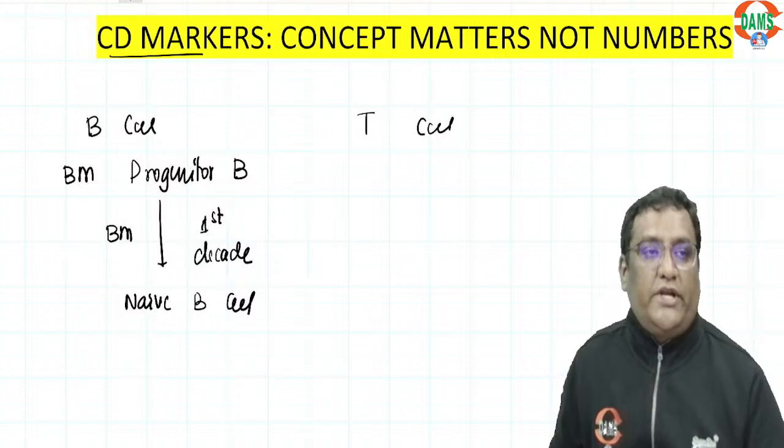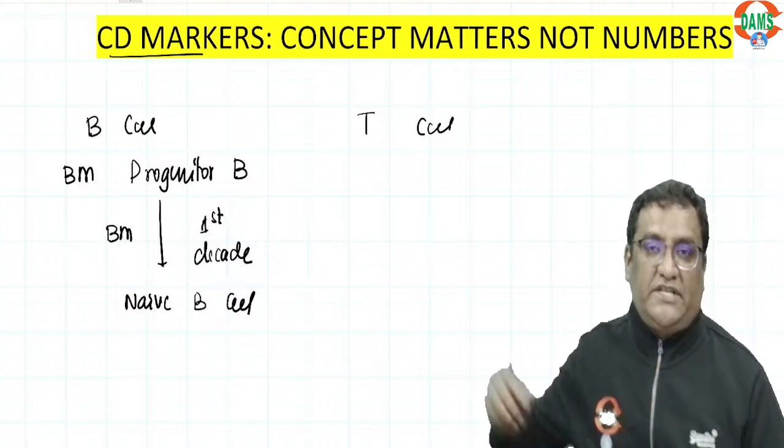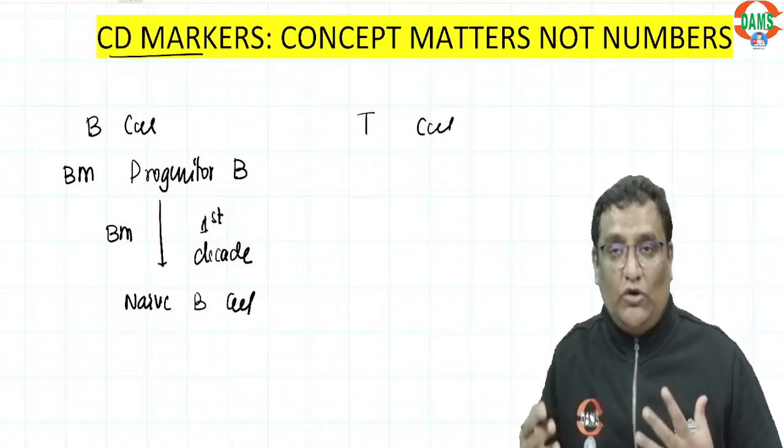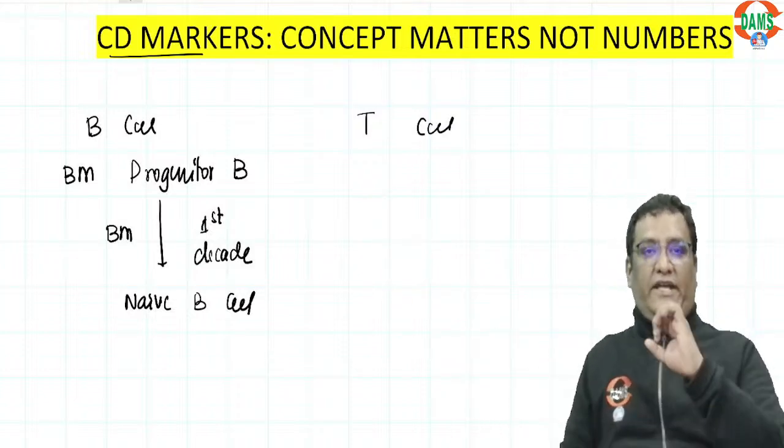Okay, so progenitor B to naive B, and this is happening in the first decade. Here is the only applied aspect you should know: most of the precursor neoplasms of the B cell occur in the first decade of life, right?